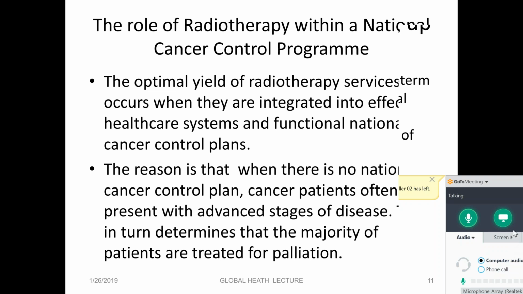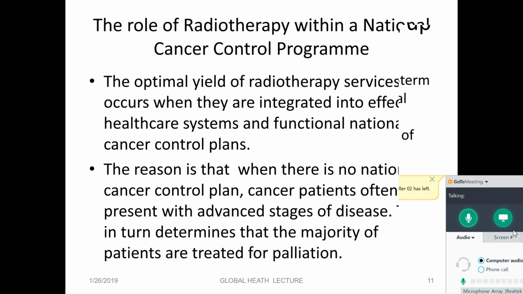And it has to be in a place where there is a functional national cancer control plan so that it can be integrated with other components of national cancer control. And the reason for this is that if there is no national cancer control plan, like in most African countries, cancer patients often present with advanced stages because no preventive measures are taken, there is no screening, and diagnosis is not made in time.